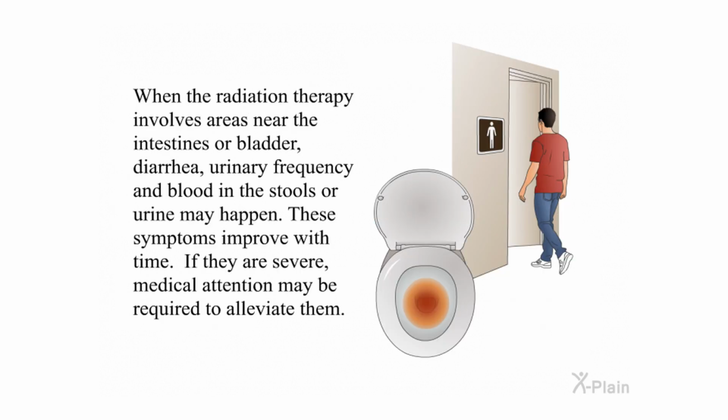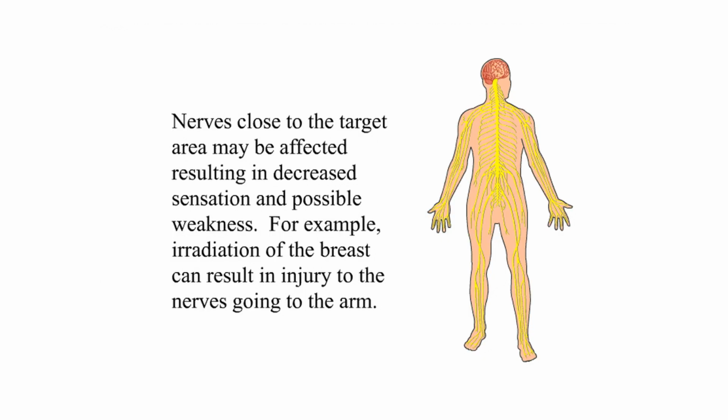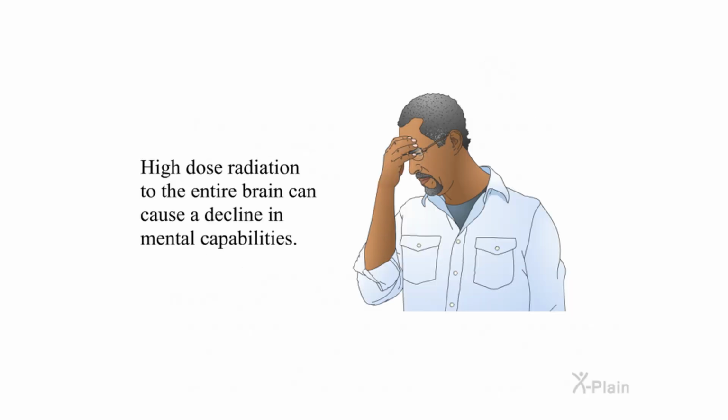When the radiation therapy involves areas near the intestines or bladder, diarrhea, urinary frequency, and blood in the stools or urine may happen. These symptoms improve with time. If they are severe, medical attention may be required to alleviate them. Nerves close to the target area may be affected, resulting in decreased sensation and possible weakness. For example, irradiation of the breast can result in injury to the nerves going to the arm. High-dose radiation to the entire brain can cause a decline in mental capabilities.